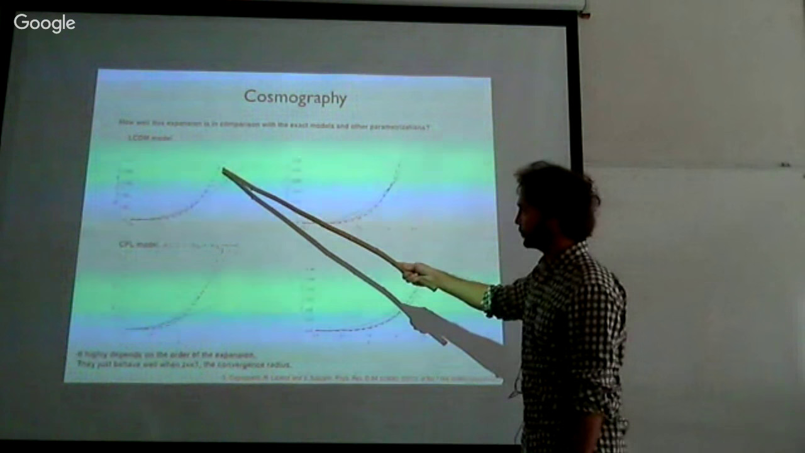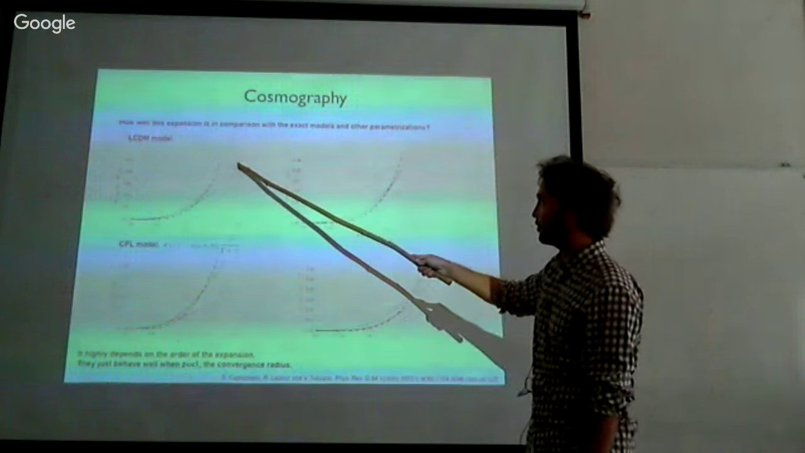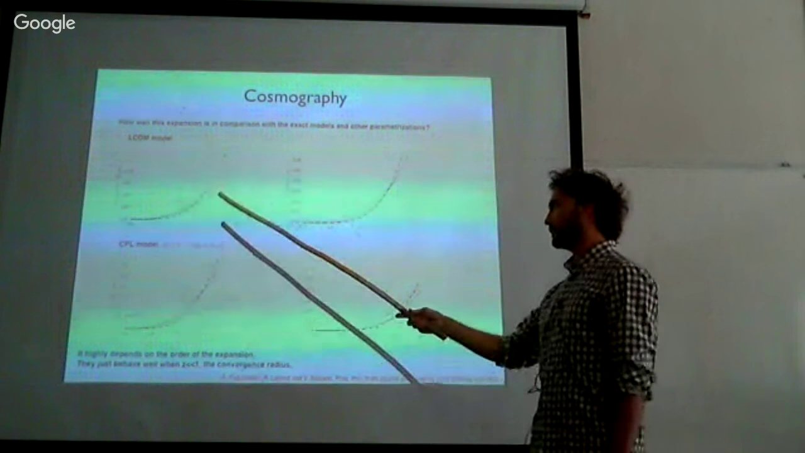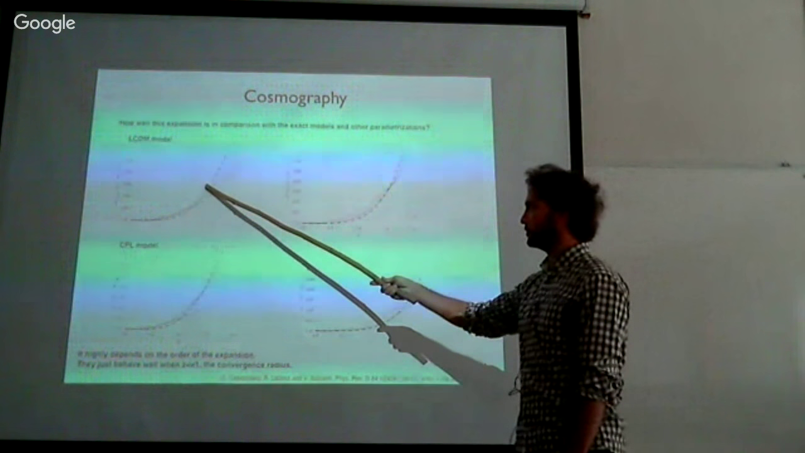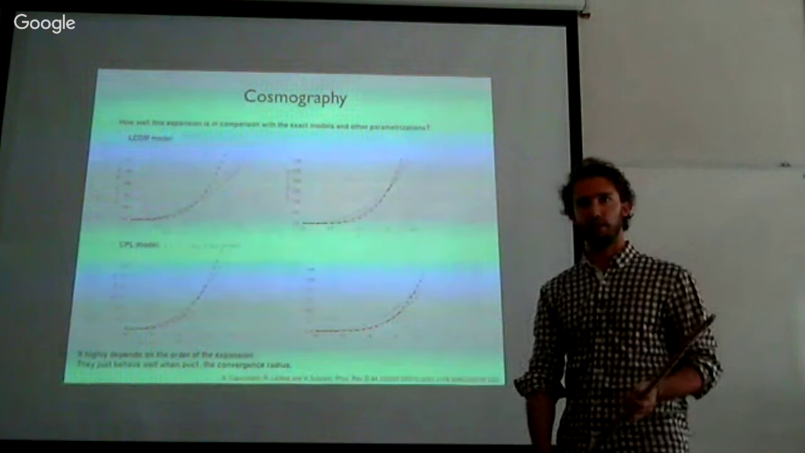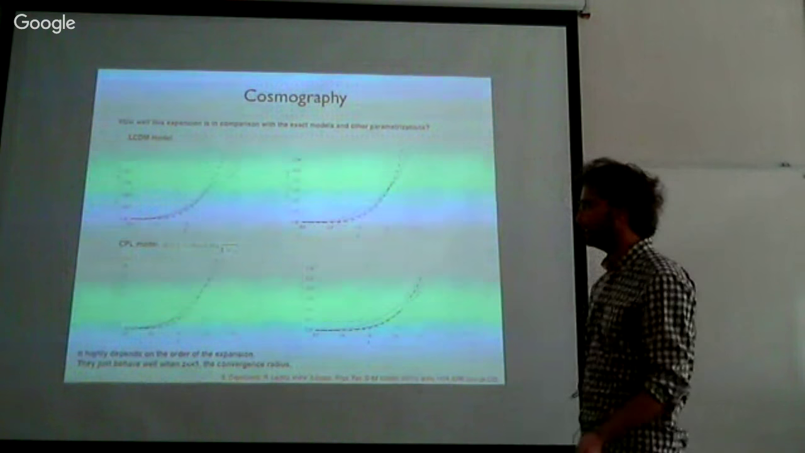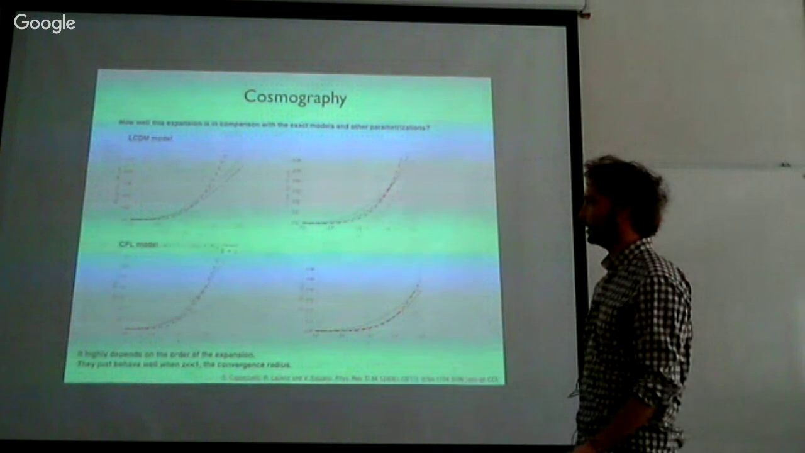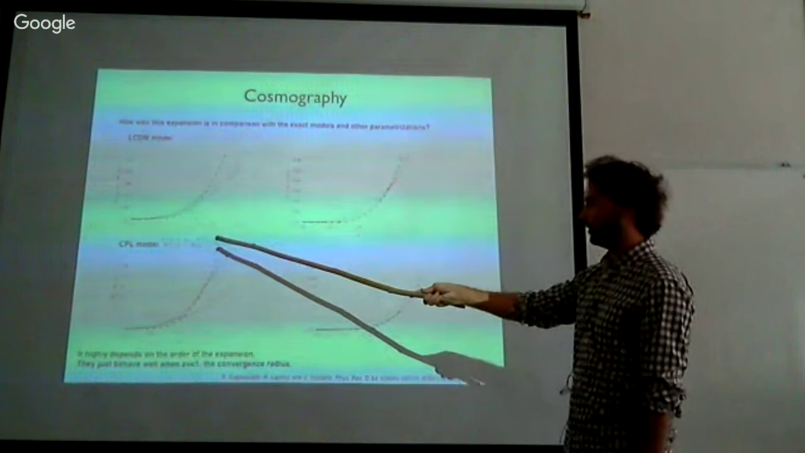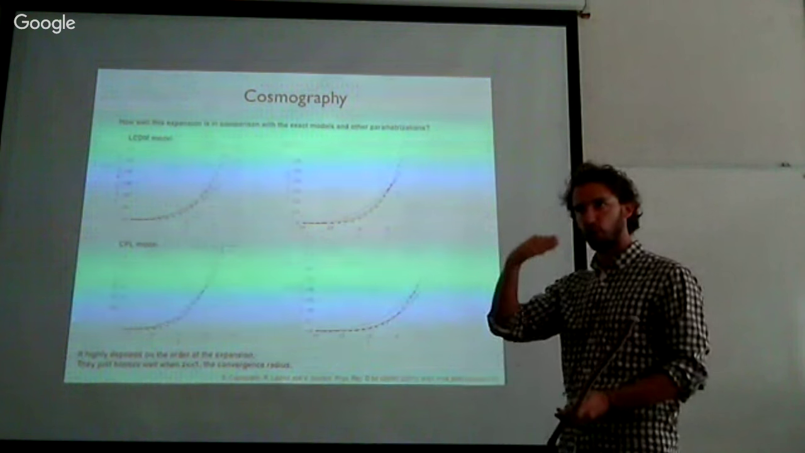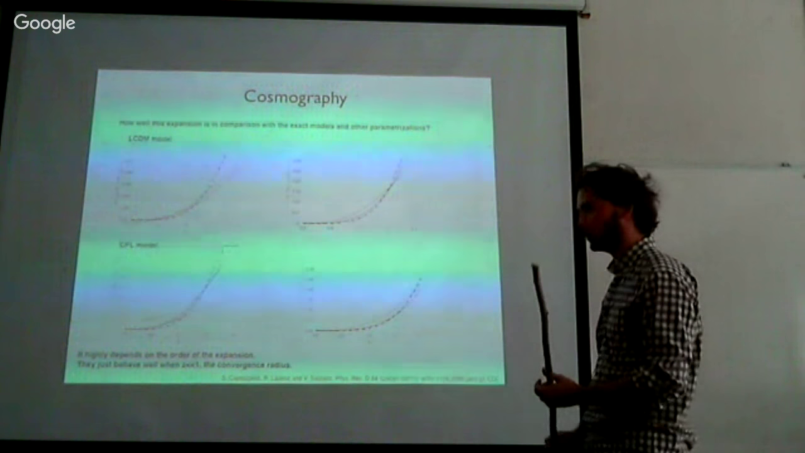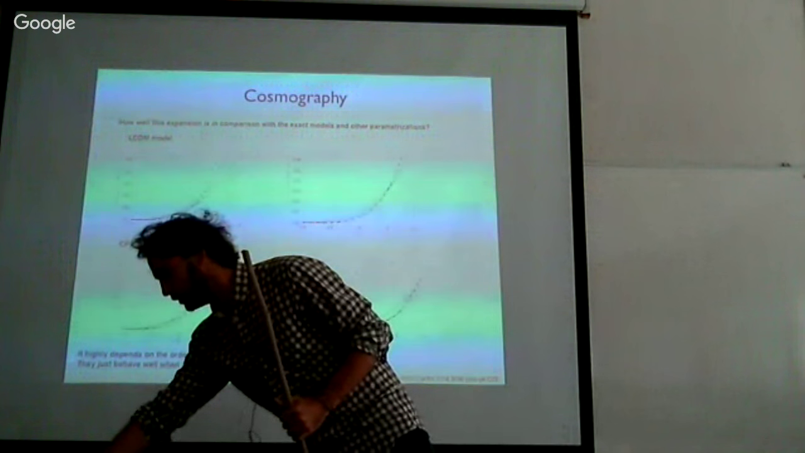They found, for different orders of the expansion, something expected: outside of the convergence radius, the expansion and the underlying theory are going to be different. They also tested this with the CPL model, the parametrization that I showed before, and they found almost the same. What we did is, okay.